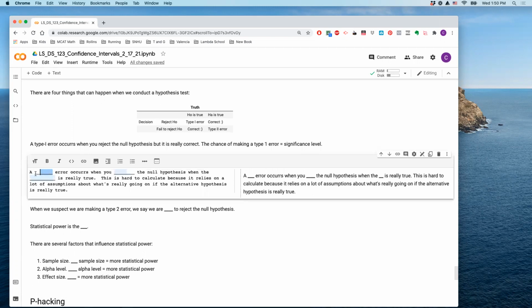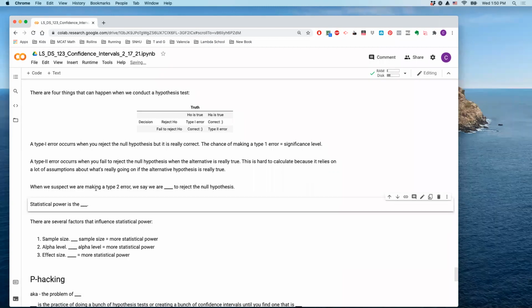A type 2 error occurs when we fail to reject the null hypothesis, but the alternative is really true. Figuring out the probability of a type 2 error is quite tricky, and it involves a lot of assumptions. So we're not going to worry about actually calculating a type 2 error.